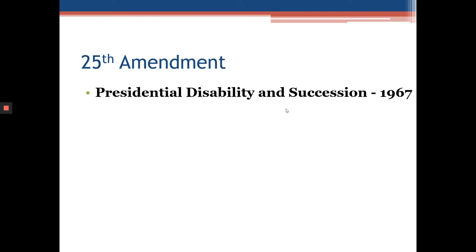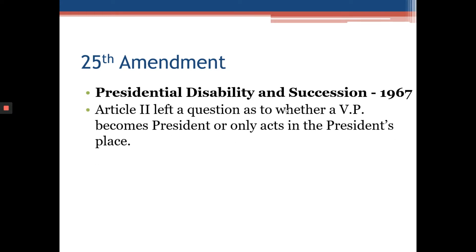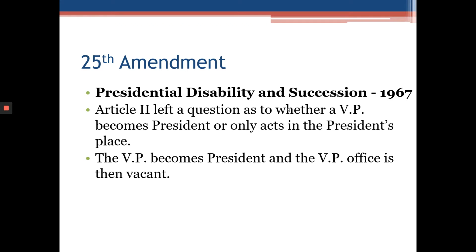25th Amendment. This is the Presidential Disability and Succession Amendment. Those of you that are fans of the television show Designated Survivor with Kiefer Sutherland may be familiar with this. Article 2 left as a question whether, if the president died, the vice president was actually the president or only acted in his place. John Tyler settled that when William Henry Harrison passed away in office. Tyler just said, I'm the president, and everybody's like, oh, okay. There was no acting about it, but in the language of the Constitution, it did need to be changed.